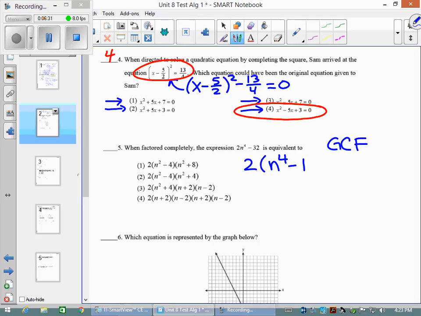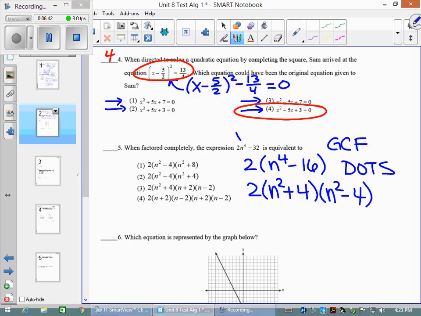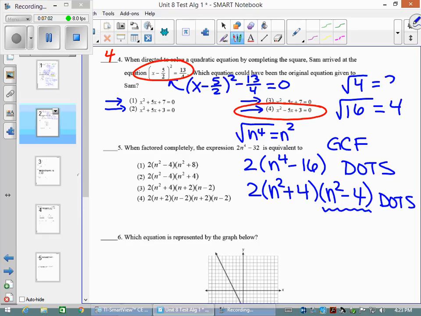Now it looks like I have the difference of 2 squares, so I'm going to factor that one step further. N squared plus 4, n squared minus 4, since the square root of n to the 4th would be n to the 2nd, and the square root of 16 gives me 4. Now, my 2 is factored completely, the n squared plus 4 is factored completely, but my last factor here, n squared minus 4, is the difference of 2 squares again.